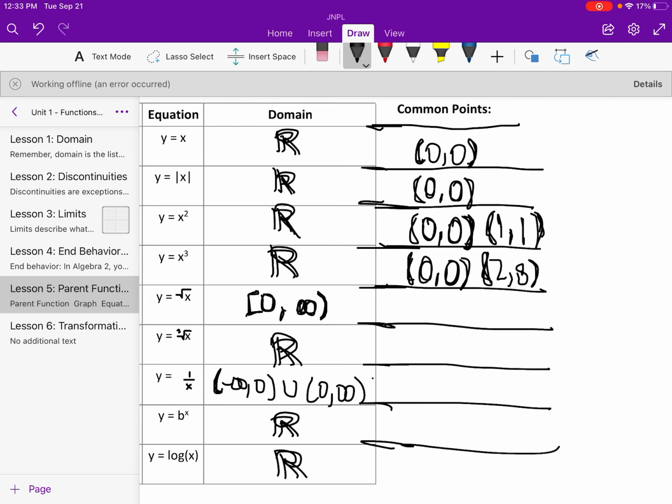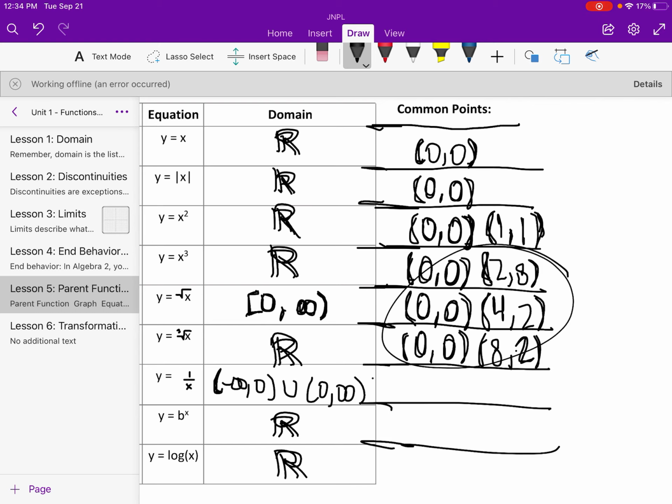Square root function, 0, 0 is a point. But let's have 4. If you had 4, then the square root of 4 is 2. So 4, 2 is a point. Cube root also has 0, 0. Let's see, 8. Cube root of 8 is 2. So see how those are inverses. These two.